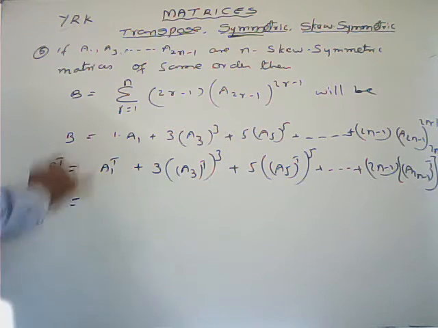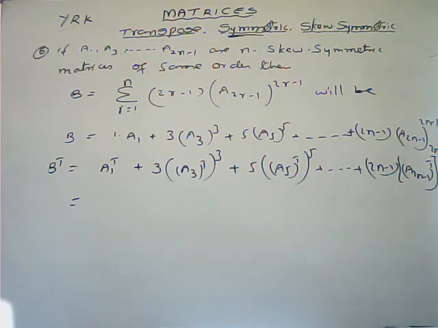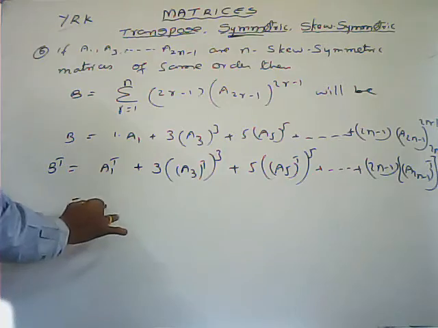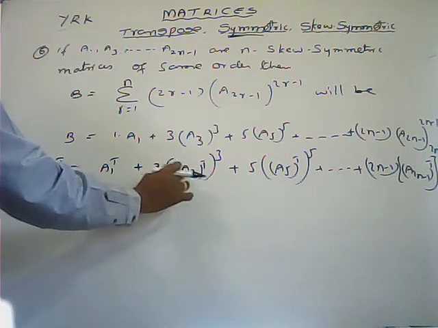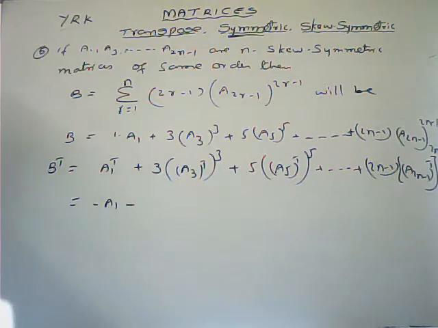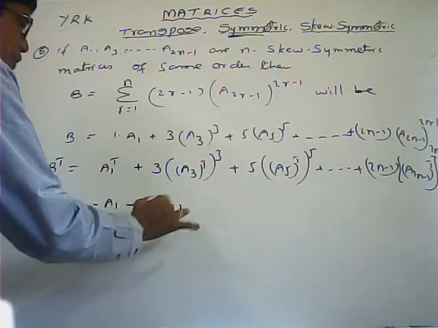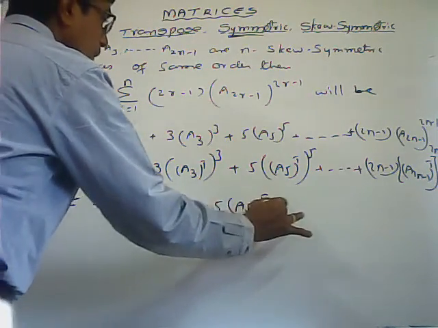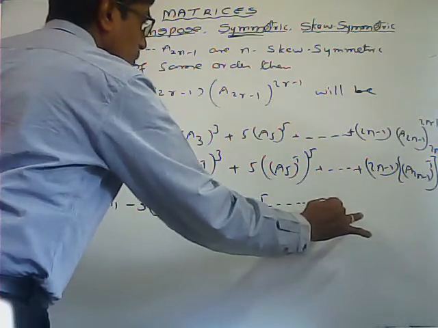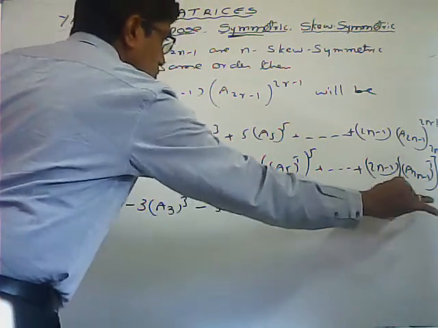That is equal to, here A1, A3, so on, A2n minus 1, all are skew symmetric matrices only. So A1 transpose equals minus A1. Here this is minus A3, if you write odd number of terms again you can get minus 3 into A3 whole cube, minus 5 into A5 whole power 5, minus 1 minus 2n minus 1 into A 2n minus 1 whole power 2n minus 1.